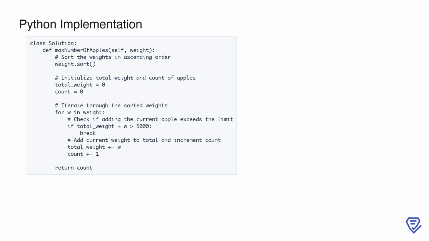5. Updating total weight and count. If the apple can be added without exceeding the limit, its weight is added to total_weight, and the count is incremented by 1. 6. Returning the result. After the loop completes, either because all apples have been considered or the basket is full, the function returns the count, representing the maximum number of apples that can fit in the basket. This approach has a time complexity of O(n log n) due to the sorting step and a space complexity of O(1), making it efficient for the problem constraints. The algorithm handles edge cases gracefully, such as an empty list or when no apples can fit within the weight limit, returning 0 in such scenarios.